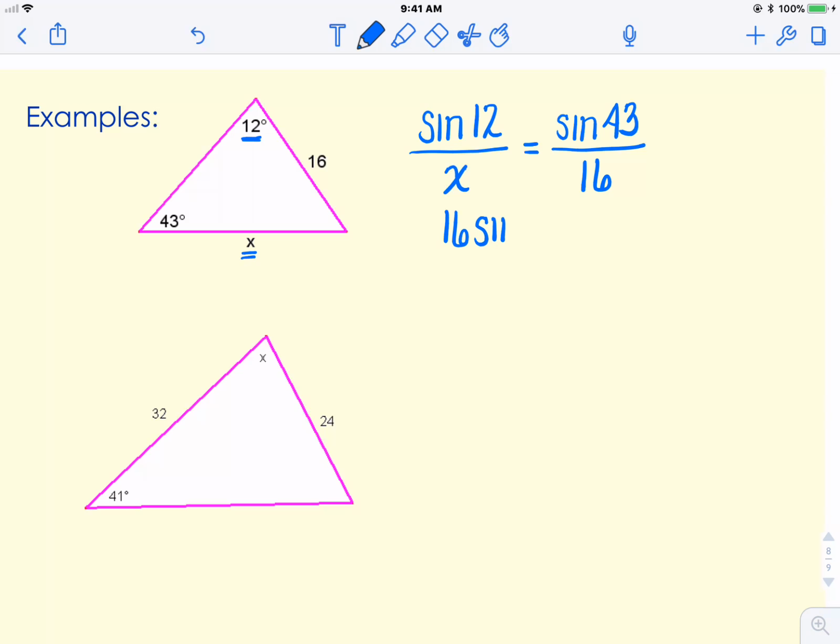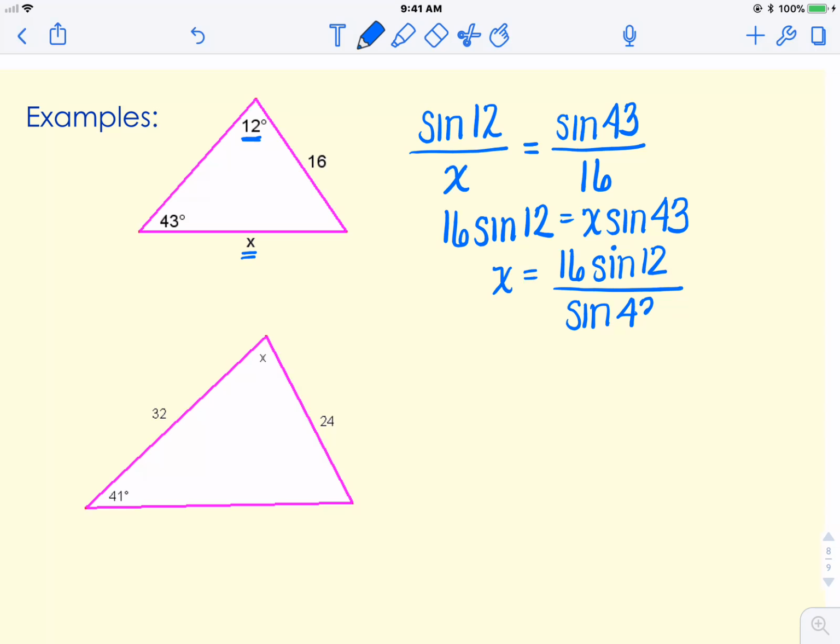As you work your cross products, be sure that you're showing good algebra in homework as well. So the side length that's missing is going to be 16 times the sine ratio of 12 degrees. Make sure you close parentheses on your calculator so it knows that that sine ratio calculation is done. Over sine of 43 from cross products, and our missing side length is around 4.9. And I'm going to say units because it wasn't listed.